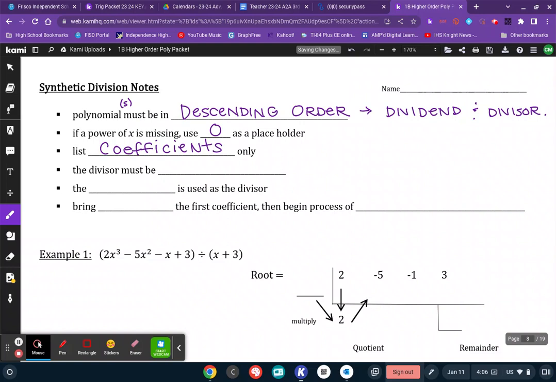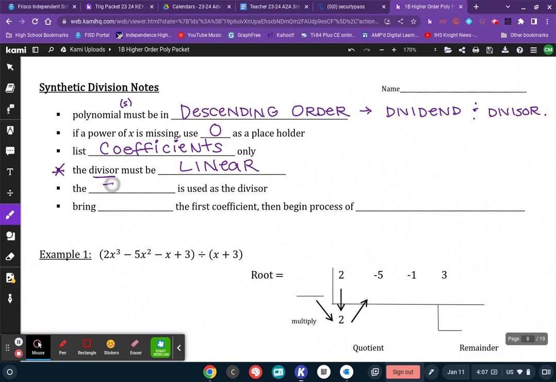But we're only able to use synthetic division if the divisor is linear. The divisor has to be linear. In other words, the divisor cannot have a power of x that's higher than 1. It's not possible to do with synthetic division. So if you have one like that, you have to revert back to long division in order to divide.